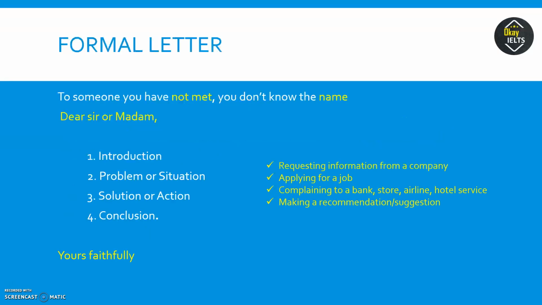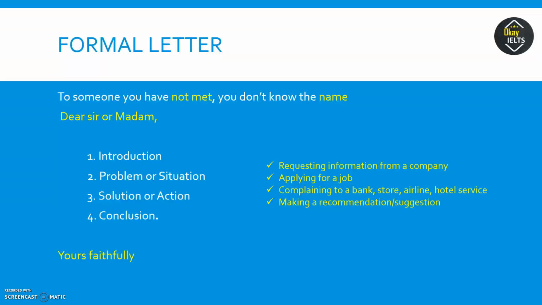Okay, so let's see here. Situation one: let's assume you haven't met a guy. You are supposed to write a letter to a person you have never met, and you don't even know the name. This type of letter is known as a formal letter. For example, you are requesting information from a company. You don't know the person you are going to contact in the company or who is going to respond to your letter. You don't know the name.